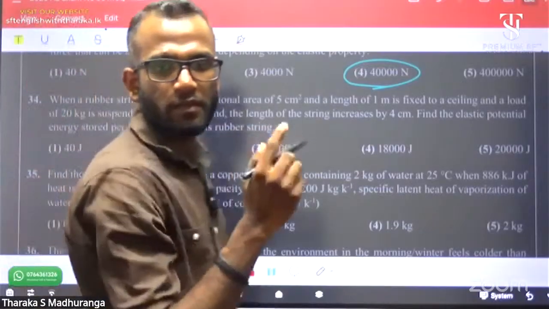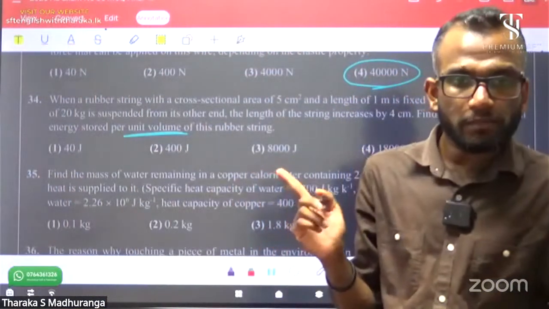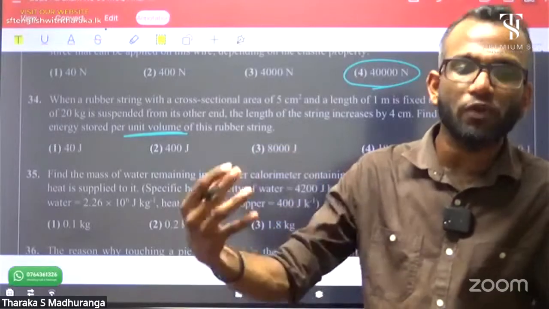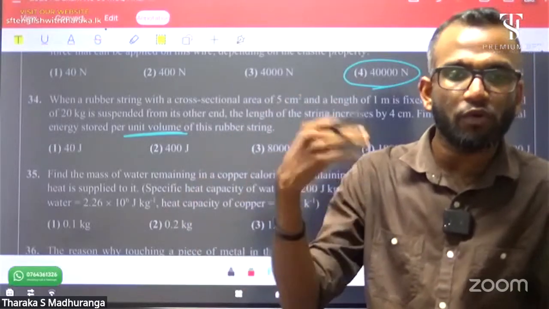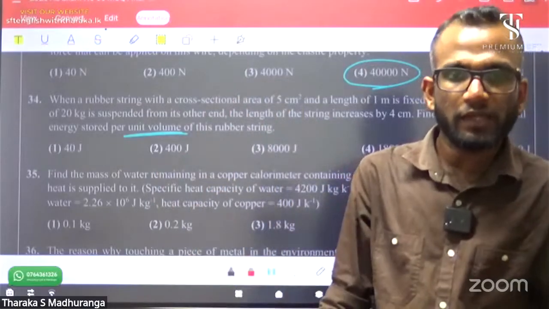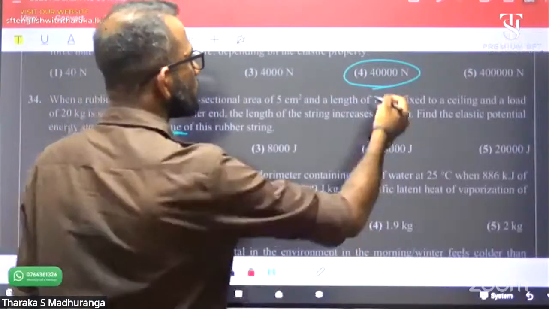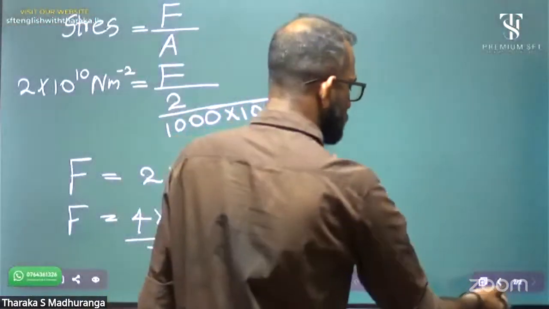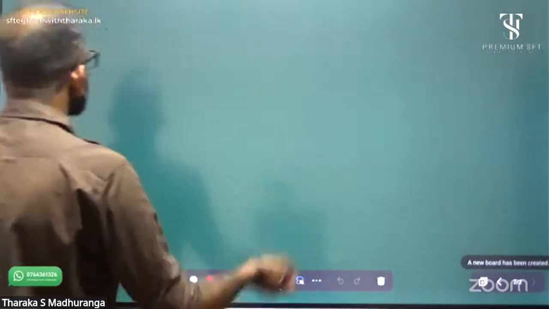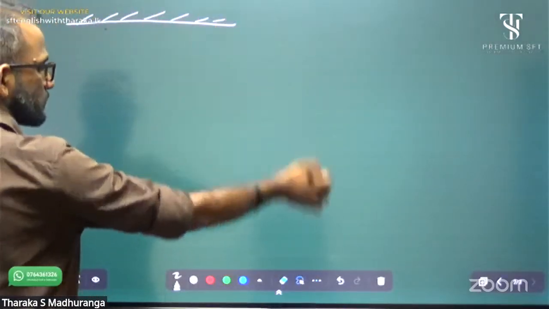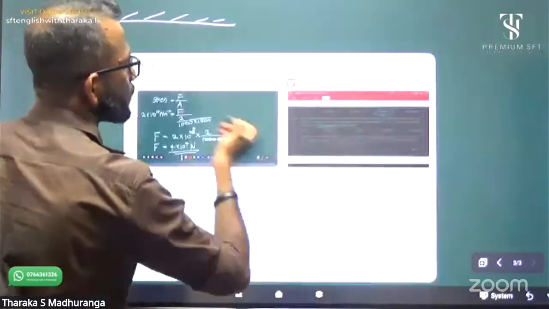Unit volume, a very important term. The elastic potential energy of unit volume means 1 cubic centimeter or 1 cubic meter, right? First of all, you can draw a diagram of this question. This is a ceiling, meaning whatever support.